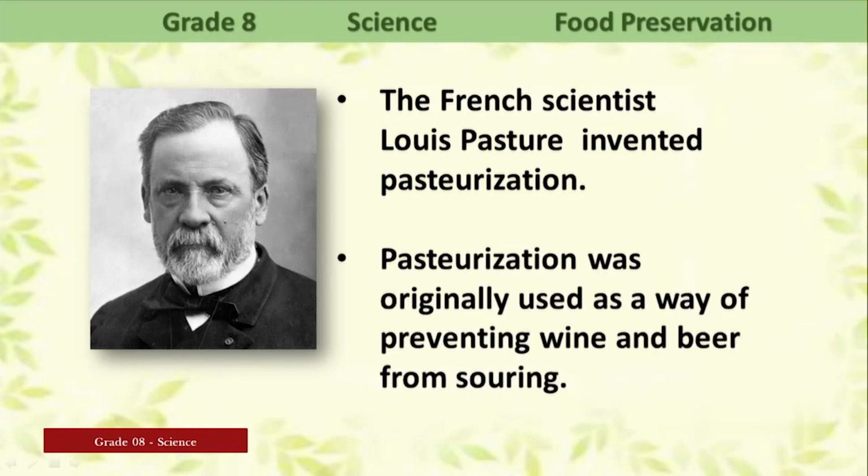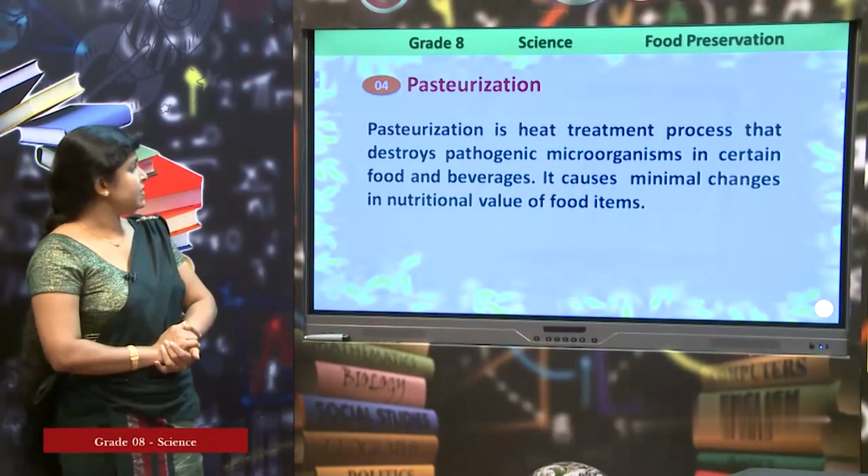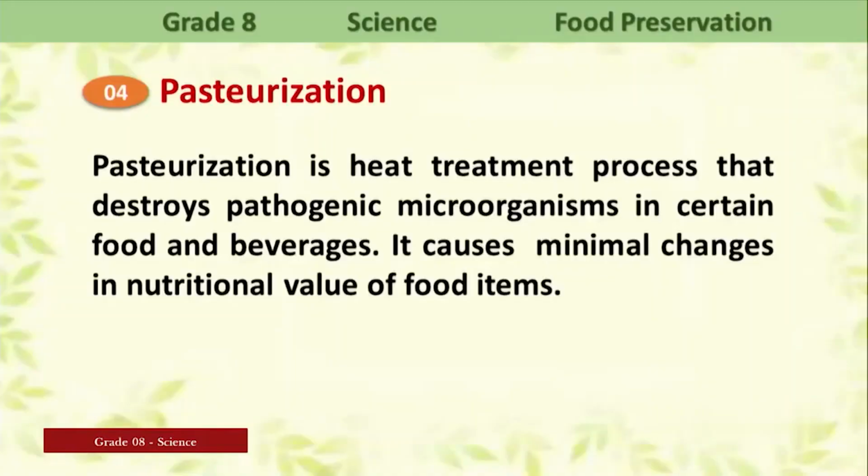Pasteurization was originally used as a way of preventing wine and beer from souring, but after that it was used to preserve other types of food. Pasteurization is a heat treatment process that destroys pathogenic microorganisms in certain food and beverages. What do you mean by pathogenic microorganisms? Pathogenic microorganisms are the microorganisms that can cause diseases, right?